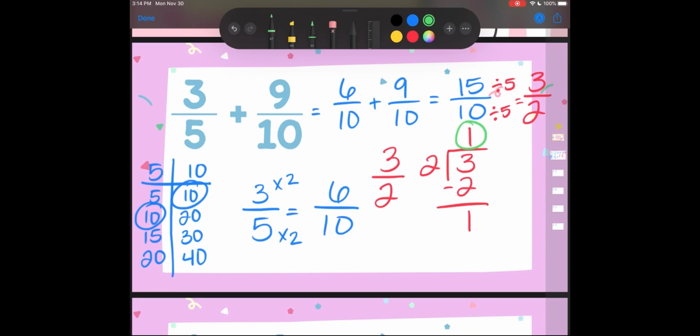Well, 2 goes into 3 one time. 1 times 2 is 2. I subtract and I get 1. So remember, these numbers became the pieces of my mixed number, right? However many whole times it went in is my whole number. My remainder is my new numerator, and my denominator stayed the same, which was 2. So my final answer is going to be 1 and 1/2. So when we added, we got 15/10. When we simplified it all the way, it simplified down to 1 and 1/2.